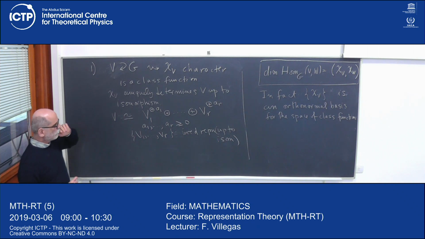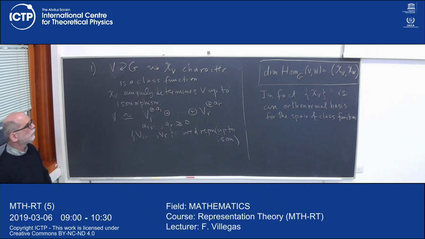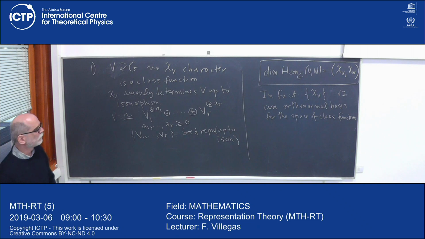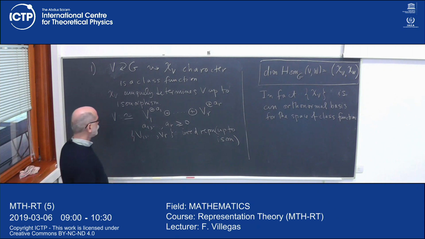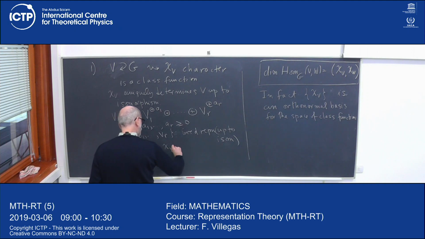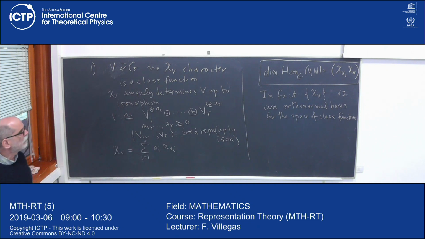So we saw that a representation decomposes as a sum of irreducibles. The number of isomorphism classes of irreducibles is finite. So let me list them all. Vi is non-isomorphic to Vj for i different from j. And so we have this statement. Now, we also know that the character is an additive function. So the character of V is necessarily the sum of chi Vi multiplied by ai.